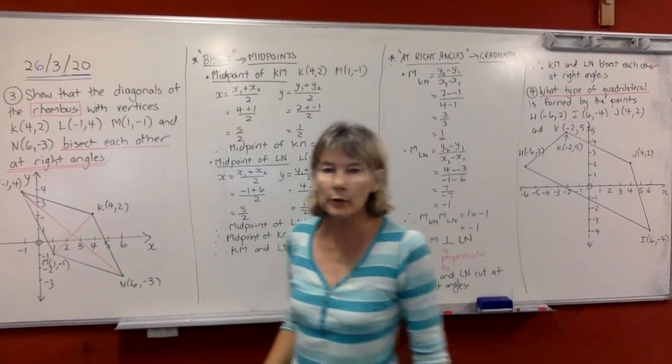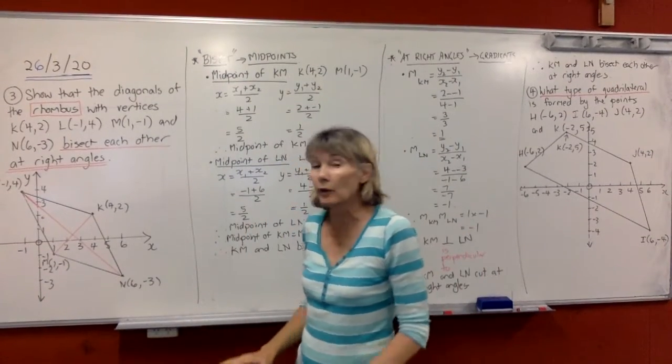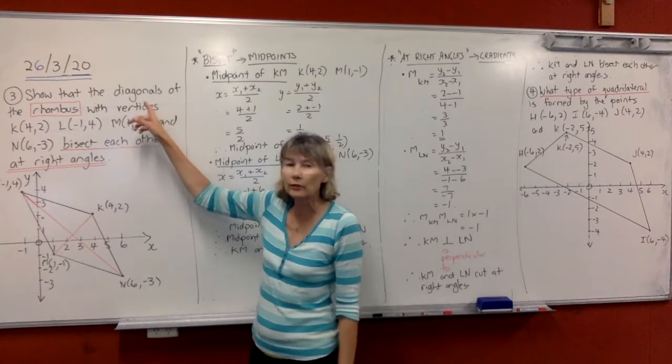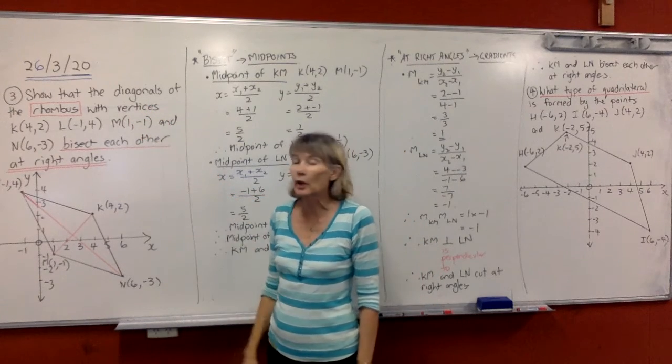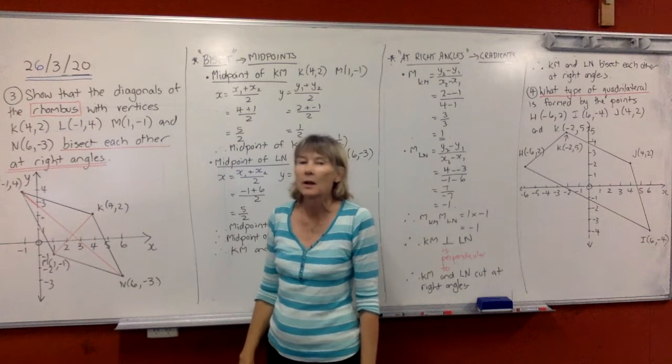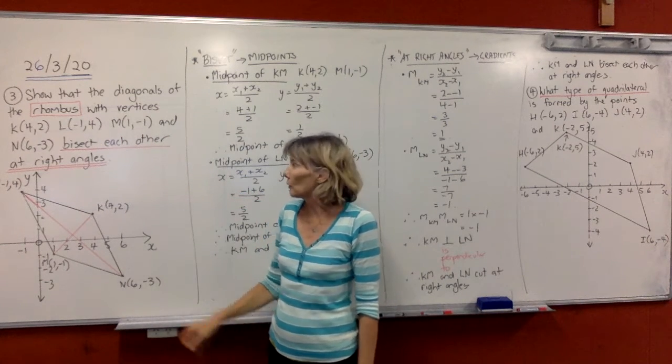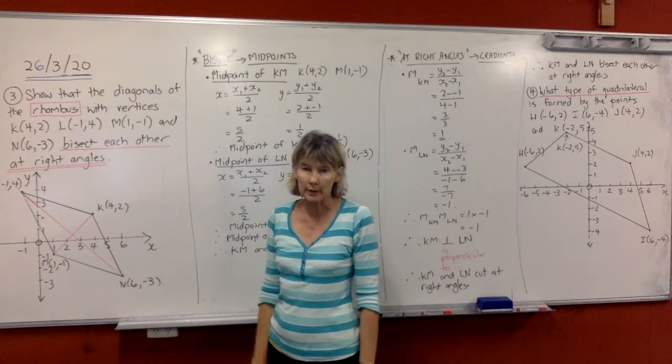Okay, so we're going to do a few harder questions now. They're a lot more general, which makes them a bit more difficult to approach. So this first question says, show that the diagonals of the rhombus with vertices K, L, M and N that they've given to you bisect each other at right angles.